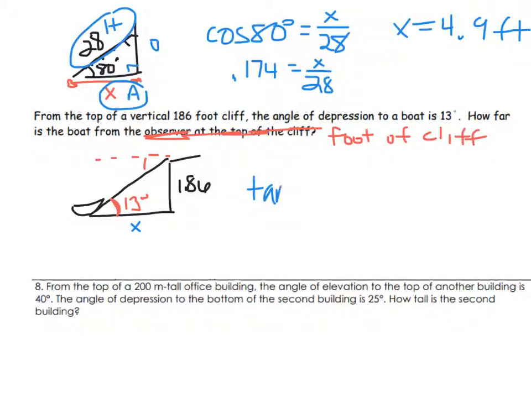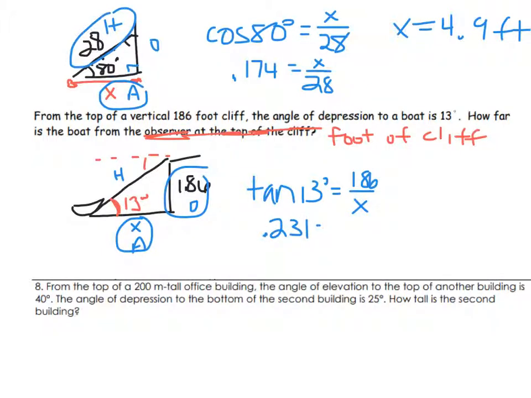Oops, how do I know it's tangent? Getting ahead of myself. H, O, A. I feel like a cheerleader saying a little cheer. All right, so tangent of 13 degrees equals 186 over X. So tangent of 13 is 0.231 equals 186 over X. Multiply by the denominator, so 0.231X equals 186. Divide by 0.231 on both sides, and we get that X is about 805.2 feet.